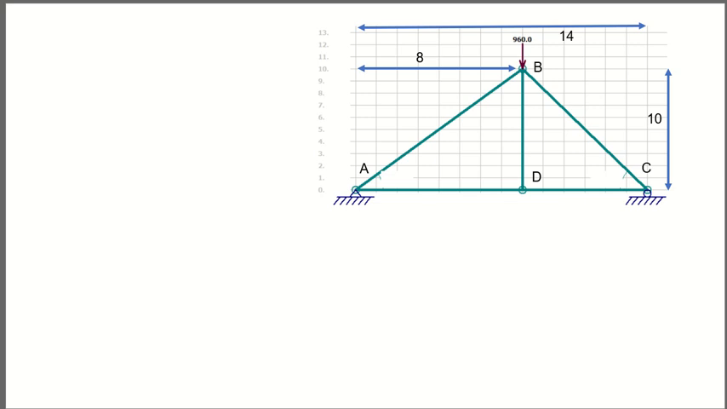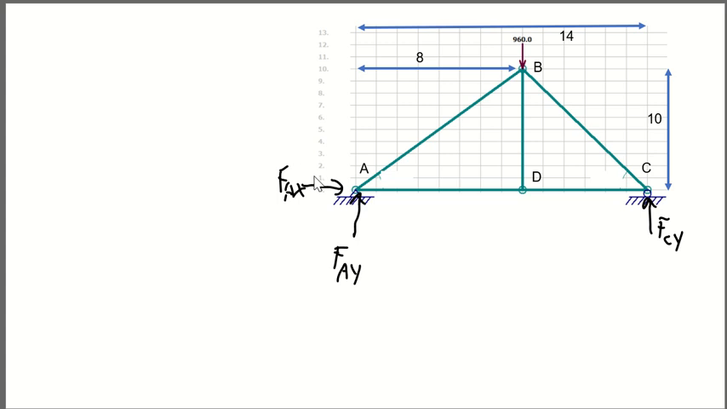Alright, I'm going to go through this truss problem, solving for all the reaction forces, all the members, and whether they are in tension or compression. So we're going to start off by drawing in our reaction forces. Right here I have F-A-Y, and I have F-A-X, and over here I have F-C-Y. My three reaction forces, two at the pin, one at the roller.